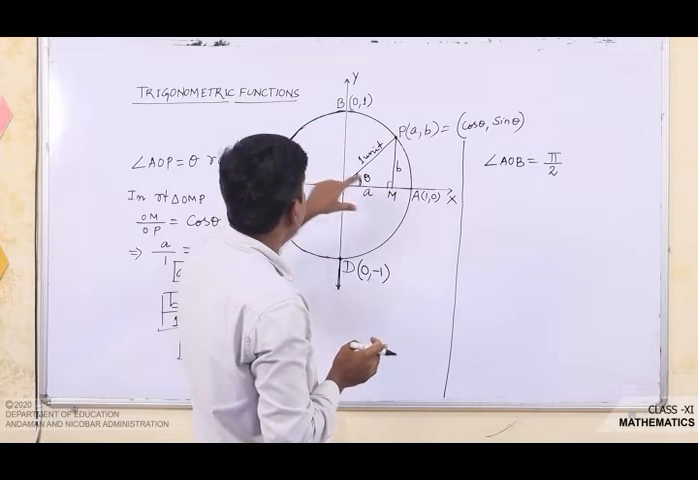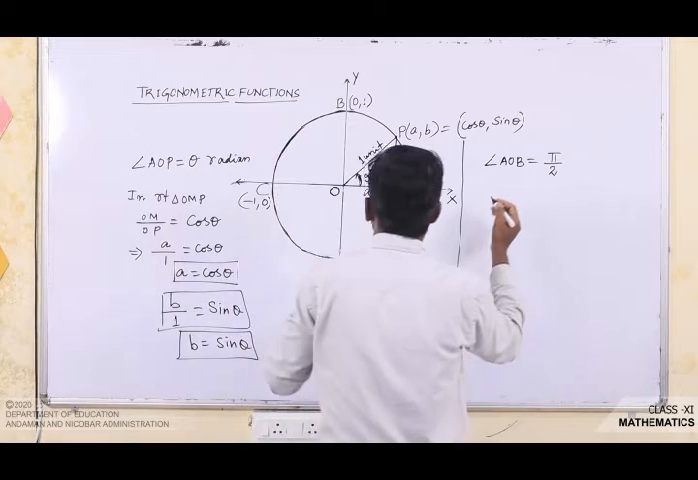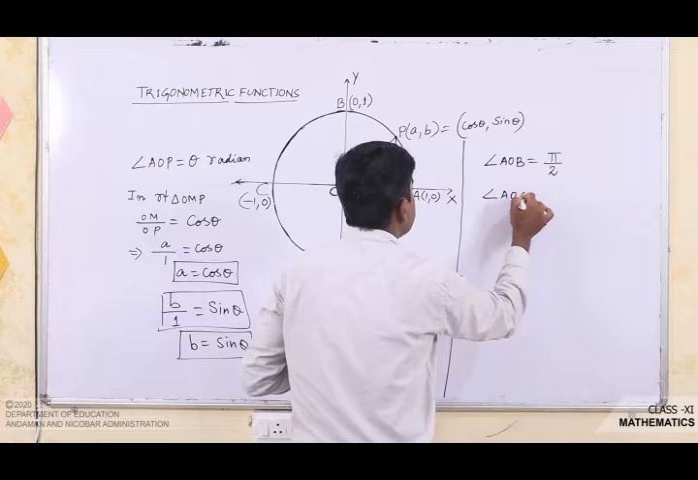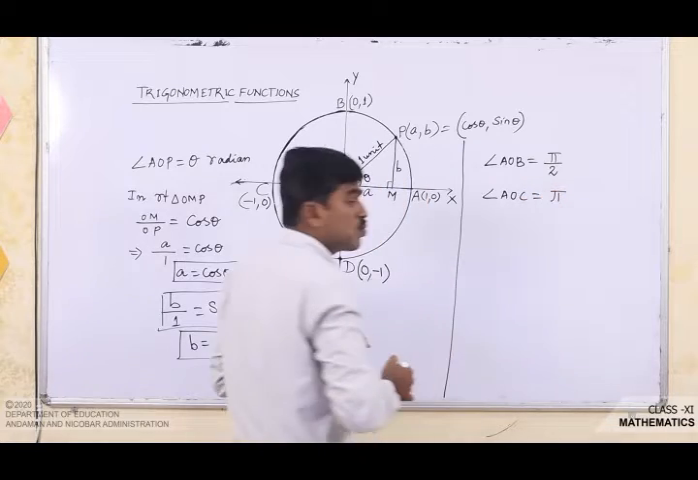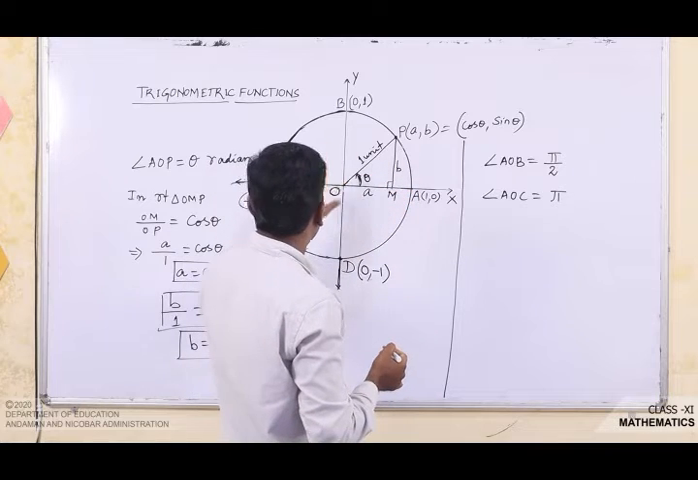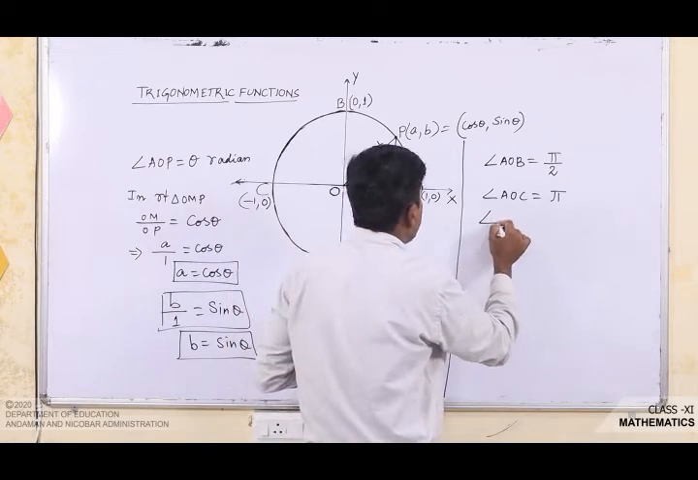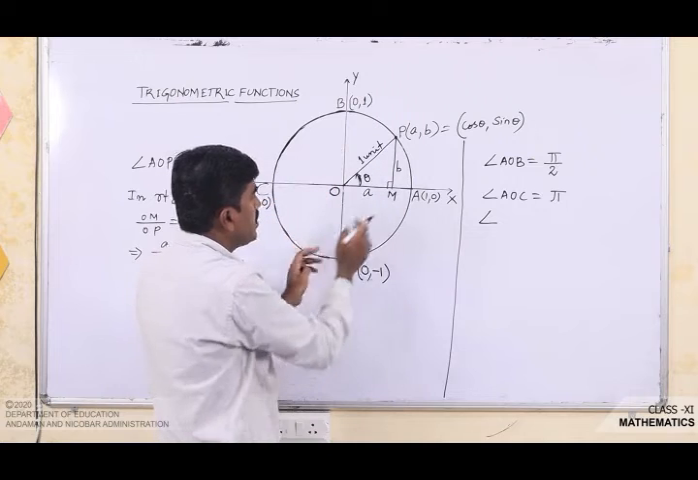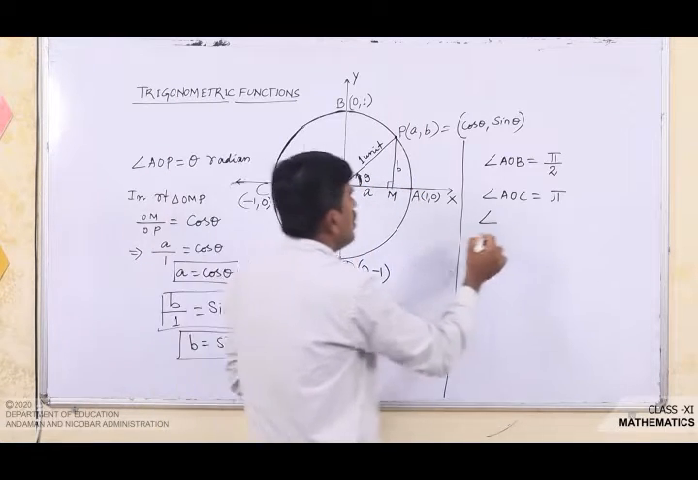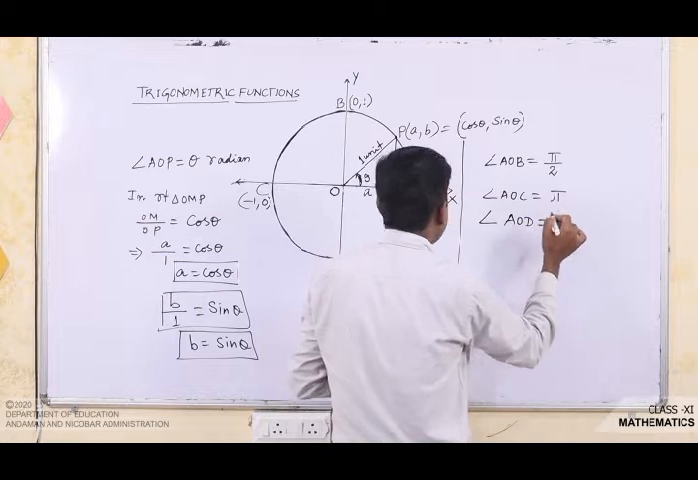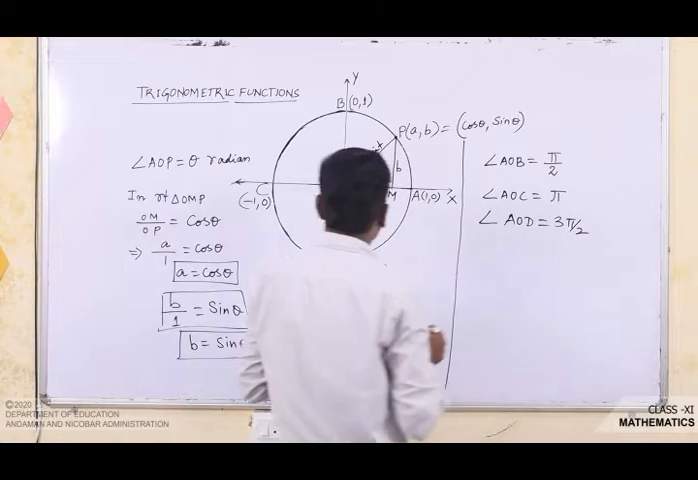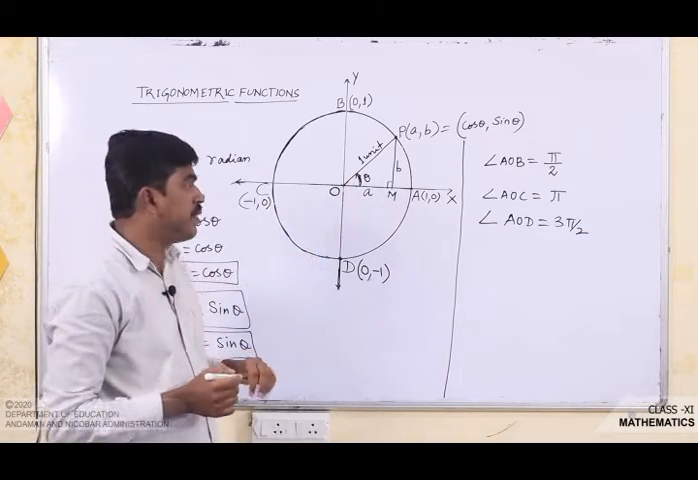So angle AOB is equal to pi by 2. Now, what about angle AOC? Angle AOC is pi, that is 180 degrees or pi radian, and angle AOD, I am taking it anti-clockwise. So this angle is angle AOD, that is equal to 3 pi by 2, okay, and the complete angle is 2 pi.